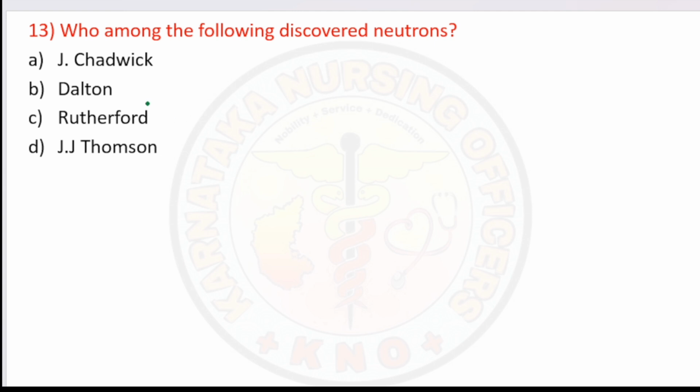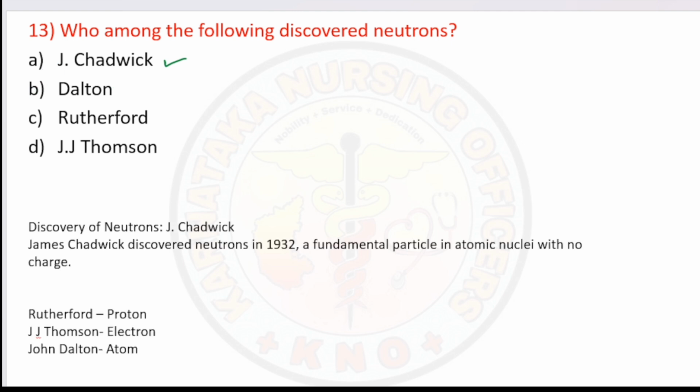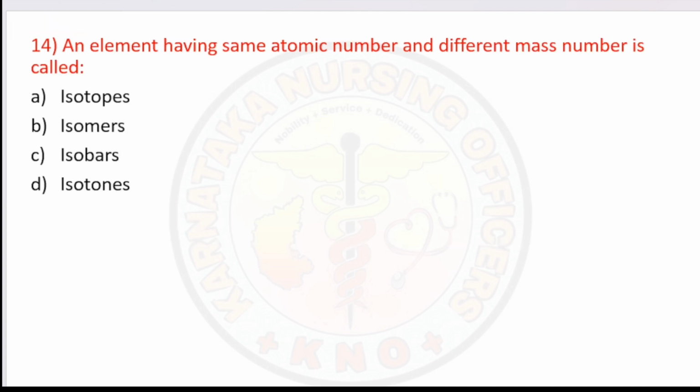So next question. Who among the following discovered neutrons? So neutrons were discovered by J. Chadwick, that is James Chadwick. So the correct answer is option A. J. Chadwick is the correct answer. And what did these other people discover? So option B, Dalton. So John Dalton discovered the atom. And option C, Rutherford. So Rutherford discovered protons in an atom. Okay, and J.J. Thomson discovered the electron. Understood?